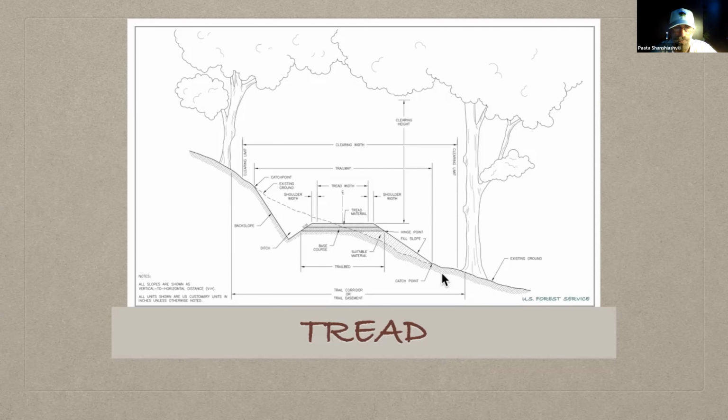So the angle of the back slope will depend on the type of soil that's being excavated. Some soils you can maintain this 1.5 to 1, and other soils you need to lay this back more because this native soil won't hold that angle. So this is a heavy excavation. And here's a lighter or medium excavation where not so much soil needs to be taken out to create the tread for the trail.